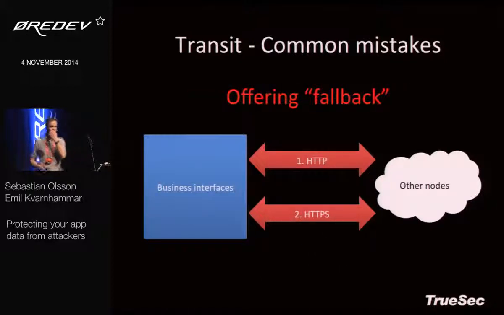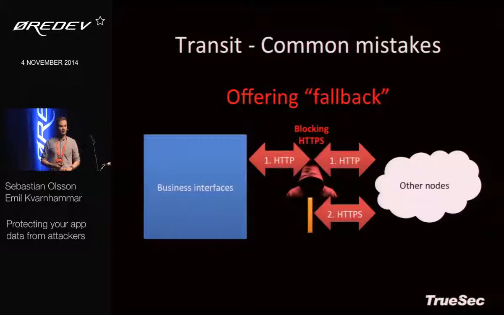Another very common problem is offering some sort of fallback. I'm using HTTPS and HTTP in this case, but it could be something else. It could be protocol versions or something like that. For example, if we have a client that talks HTTPS and HTTP, but it prefers connecting over HTTPS with TLS. But if that doesn't work, it will fall back to HTTP. Well, as an attacker, I would just block out all the HTTPS traffic, making you fall back to HTTP.